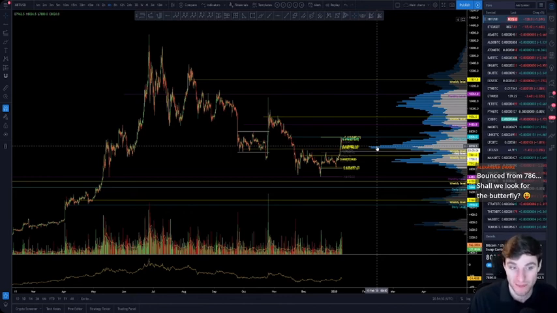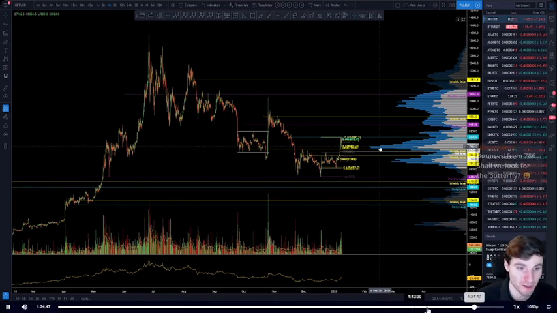Yeah, that's really nice to see. That would be brilliant confluence if we do move up from here, that you have come back down and backtested the 2019 point of control. Really, that would be amazing.